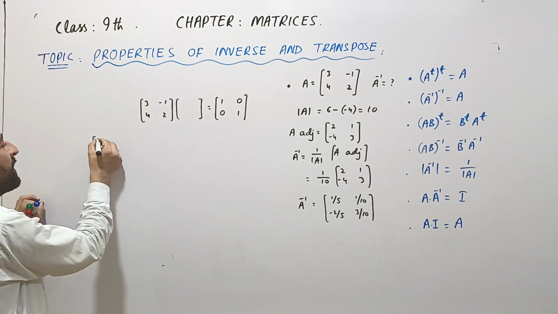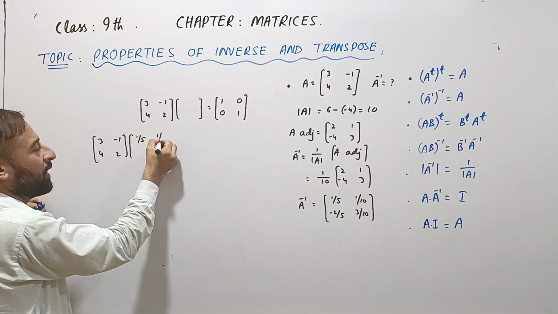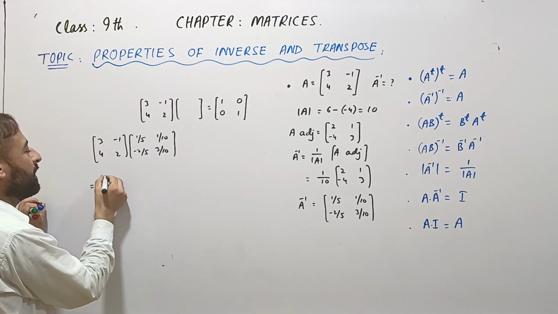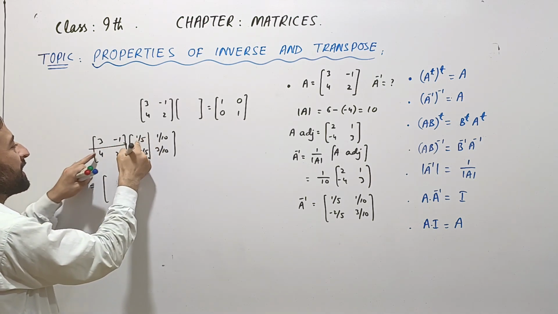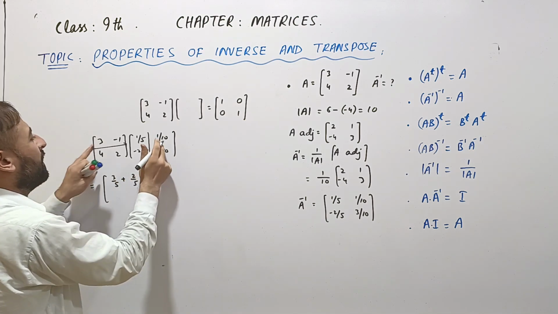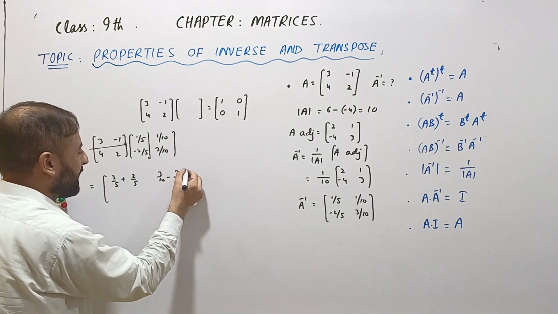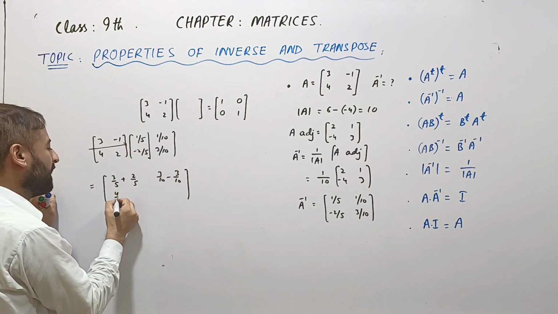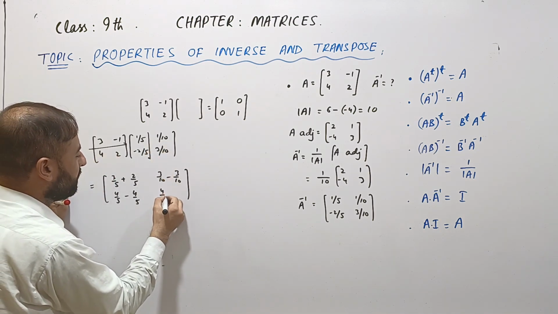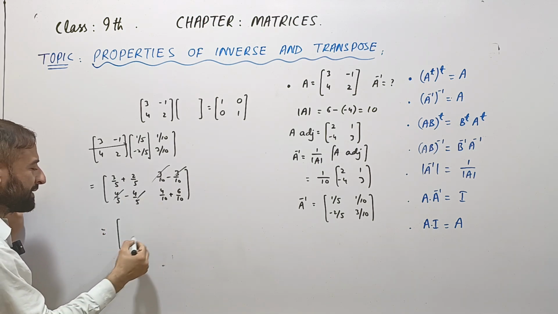Now, if you verify that property, 1 over 5, 1 upon 10, minus 2 upon 5, 3 upon 10. Okay. Multiply first row, first column, students, 3 by 5 plus 2 by 5, 3 by 10 minus 3 by 10. Multiplication of two matrices, 4 by 5 minus 4 by 5, 4 by 10 plus 6 by 10. Students, 3 by 10 minus 3 by 10 cancel. Here you get 0, 0.